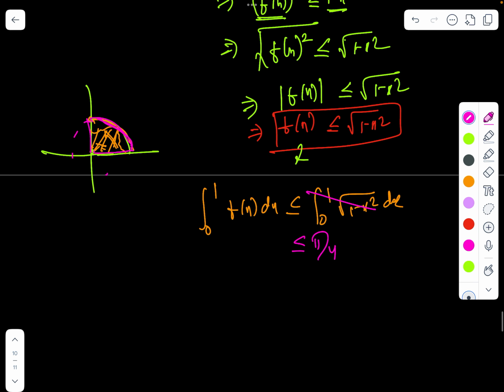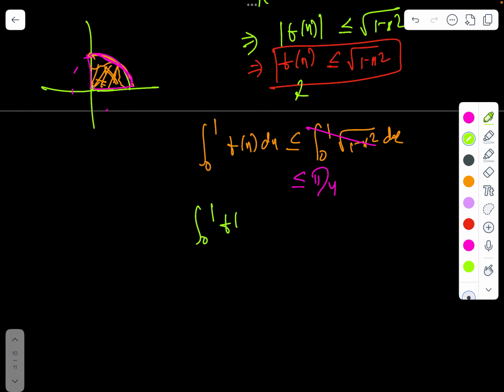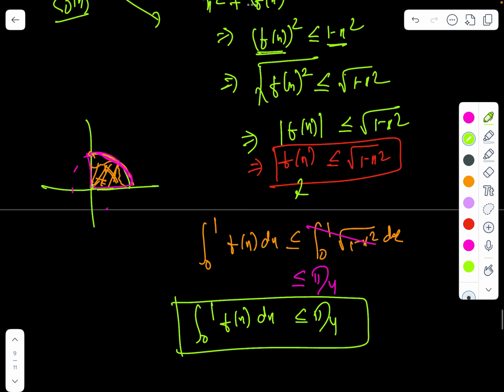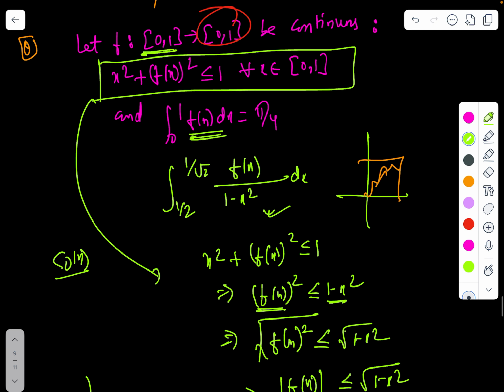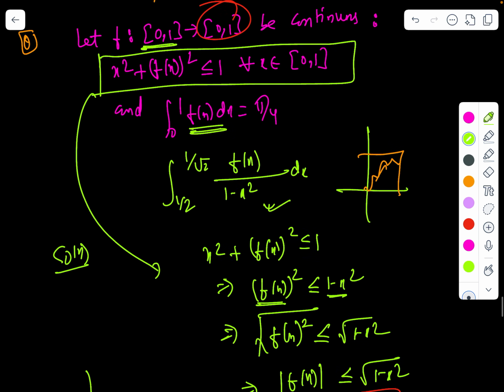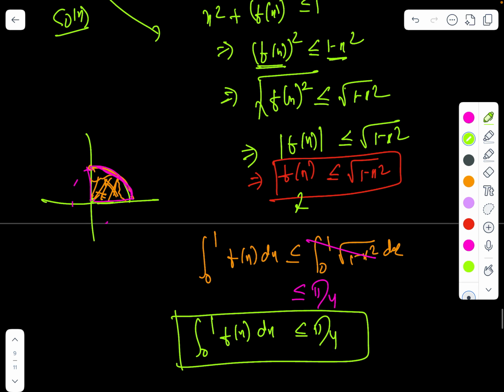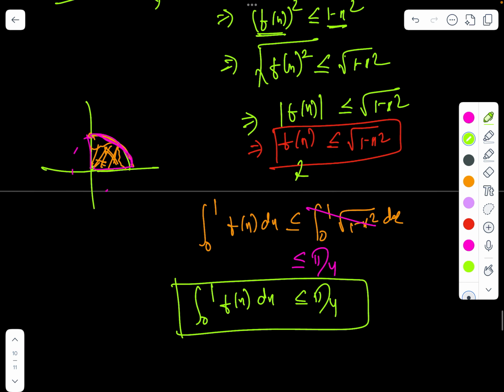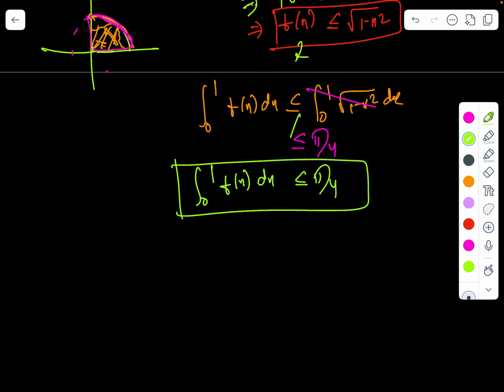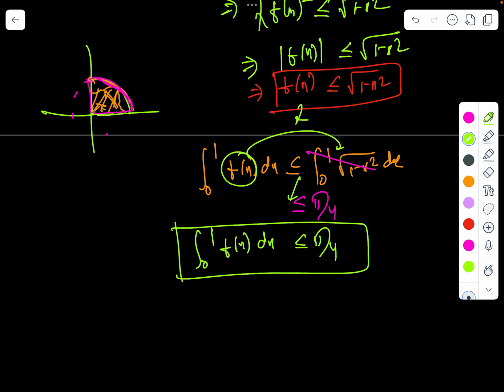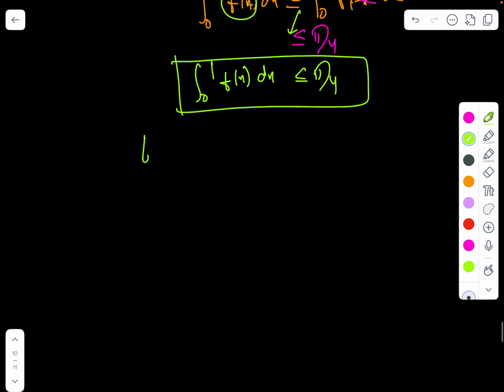Now you see, what is happening over here is we got integral 0 to 1 of f(x) dx is less than or equal to pi by 4, right? But the question's restriction is given: integral 0 to 1 of f(x) dx is pi by 4. So it means our function f(x) is in fact an equality case. This equality case will come when the area is exactly overlapping, right? And for the area to have exact overlap, the function is unique over here, root over 1 minus x square.